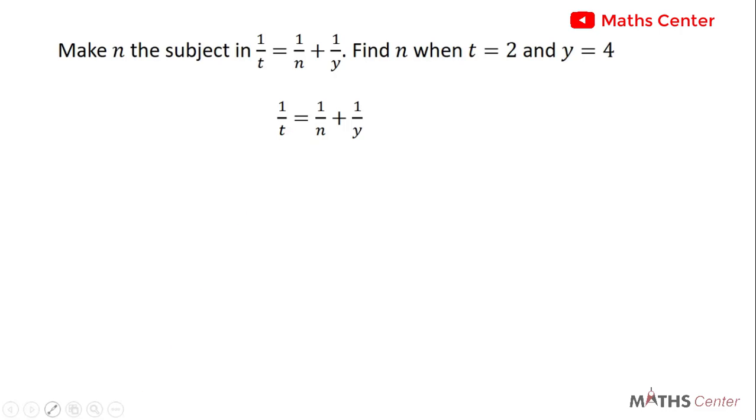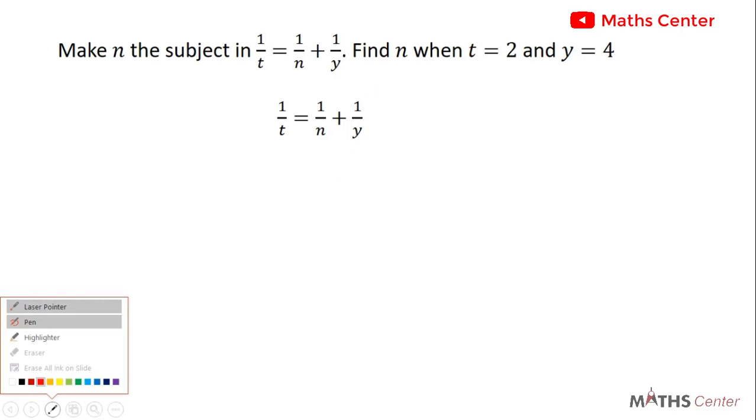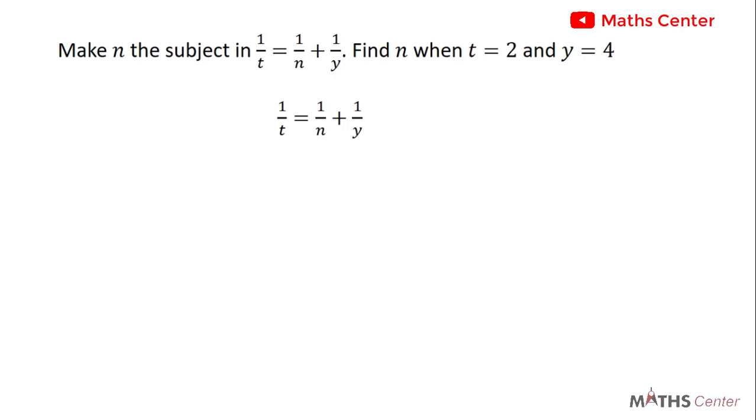You identify the fractions. So the fractions are 1 over t, 1 over n, and 1 over y. Then from there, you identify the denominators. The denominators are t, n, and y. Then you find the LCM of the denominators. But we said that when you have variables as the denominators, multiply the variables and use them as the LCM. So because we have variables as the denominators, we are going to multiply them and use it as the LCM.